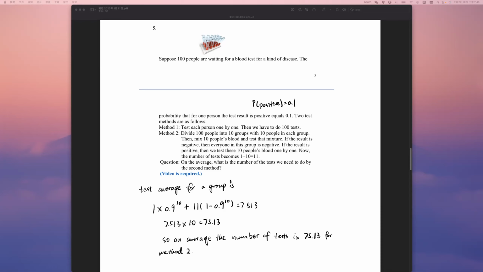And then we use the tests required for each case times the corresponding probability to get the average number of tests for one group, and then we multiply by the number of groups to get the total number of tests required for 100 people. And that's it.